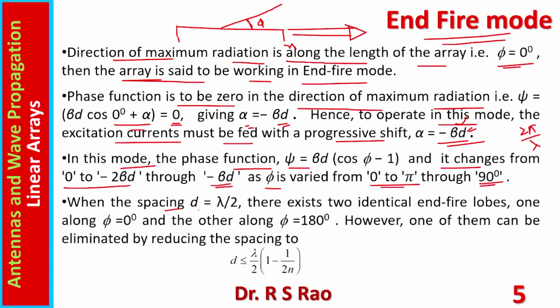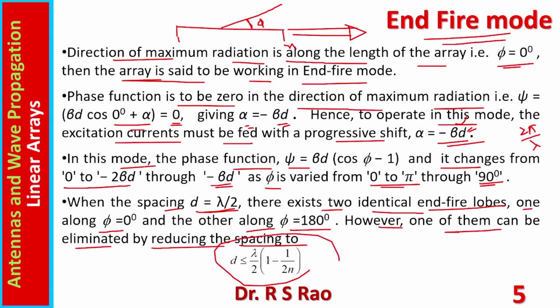When the spacing d equals lambda by 2, there exist two identical end fire lobes, one along phi equal to 0 degrees and the other along phi equal to 180 degrees. However, one of them can be eliminated by reducing the spacing to less than lambda by 2 multiplied by 1 minus 1 by 2n, where n is the number of elements. Lambda is, as already mentioned, wavelength corresponding to the operating frequency of the array. D is spacing, of course.